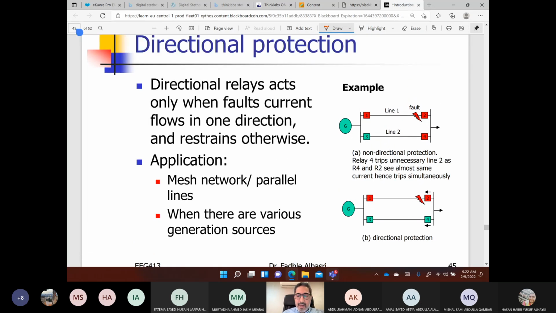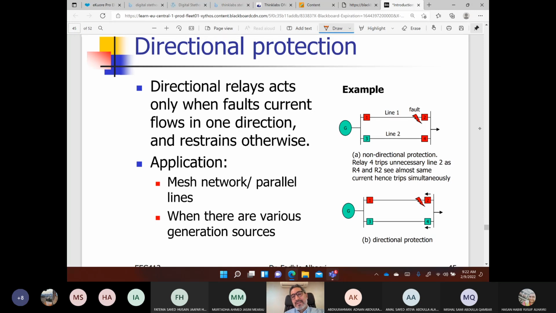For directional, do you have 1 minute more, شباب, or you خلاص?